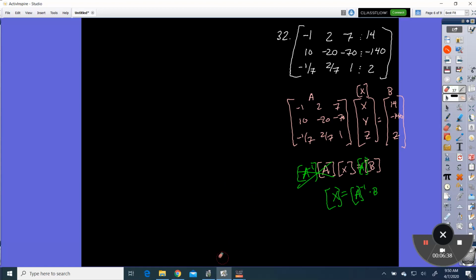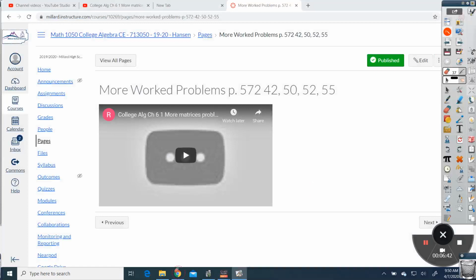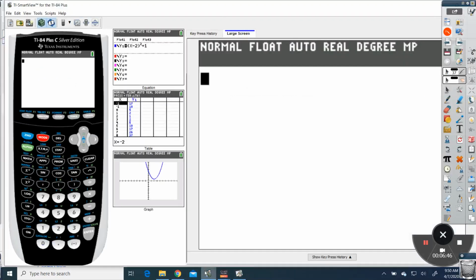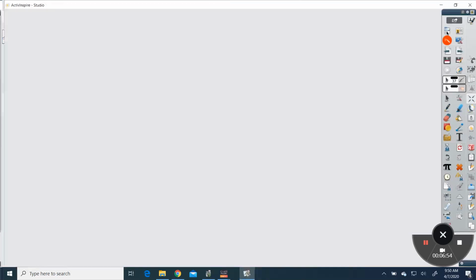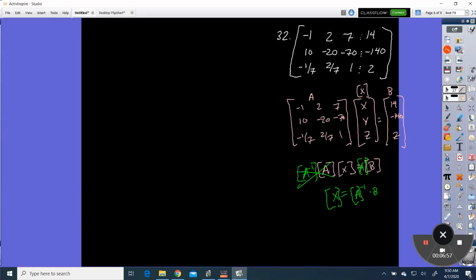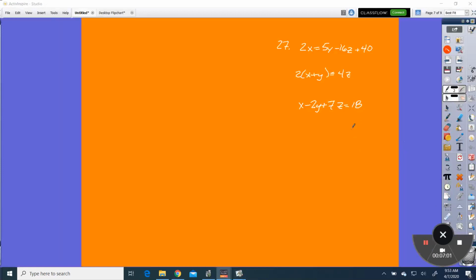So now let's pull up our calculator. Come on, calculator. Oh, hold on. So before I hurry and go to the calculator, let's hurry and work out 27 and a few others, and then I'll just show you straight on the calculator.